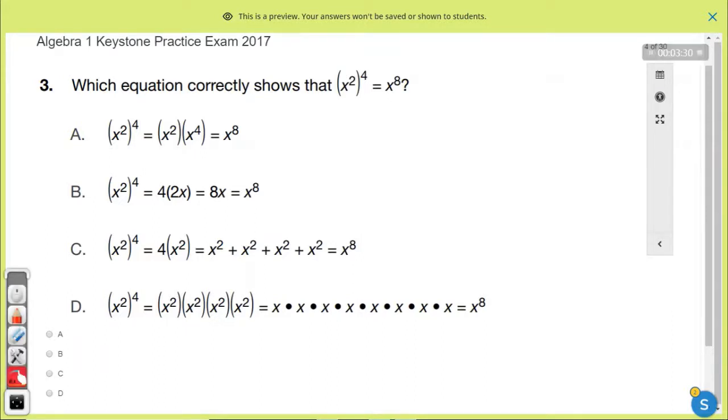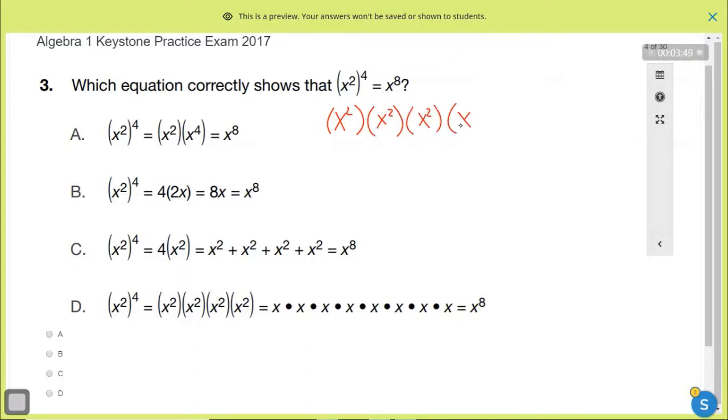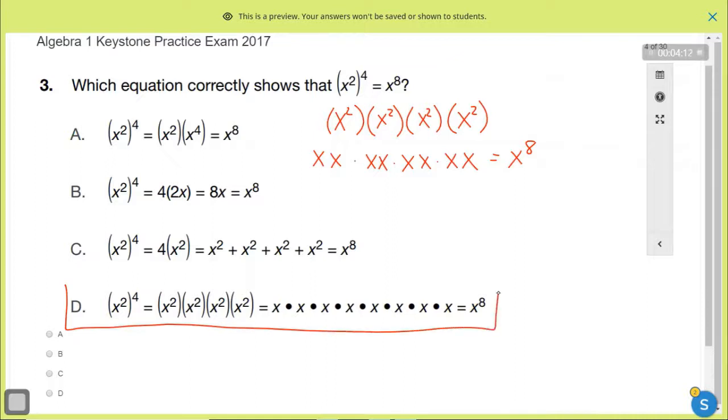Which equation correctly shows that x squared to the fourth is indeed x to the eighth? Well, that means they're asking us to look at expanded form. What does expanded form mean? Don't even look at the options below. Just tell yourself what it means. We know this group to the fourth tells us that there are four of these being multiplied together. And what's inside my group? Well, what's inside is x squared. Well, that means that it is x times x times x times x times x times x times x times x. And we can see that that is indeed 8 x's being multiplied together, which is why it is x to the eighth. And at that point, we can go down and we can look at which one of these shows that down below. Well, in this case here, D is the one that shows the proper expansion of this exponential expression.